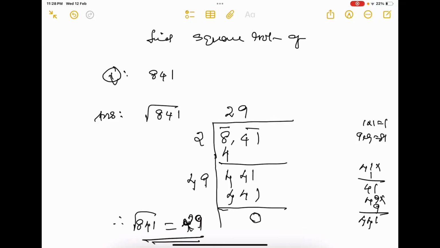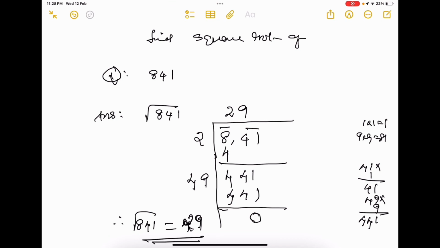Find the square root of 841. When we are finding the square root by the long division method, first group the given number from right to left. Each group consists of 2 digits. So here in 841, 41 is one group and the other group is 8.